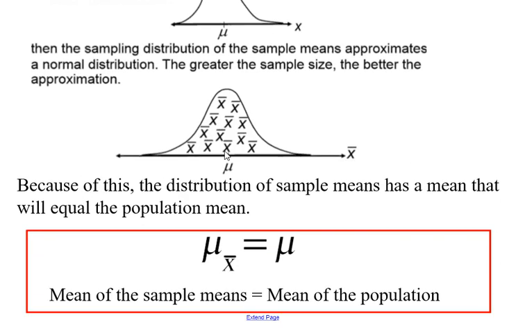You'll notice first off that they have the exact same mean. They have the exact same average. Because of this, the distribution of sample means has a mean that will equal the population mean. So the average of the sample means is going to equal the mean of the population. Should make sense. They're going to average towards the average.